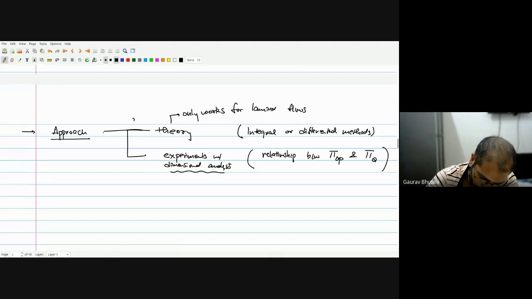Okay, so in few cases we have theory, and in most cases we use experiments. Okay, I'll tell you why. And as I said, the theory only works for laminar, and experiments work for both laminar and turbulent flow.